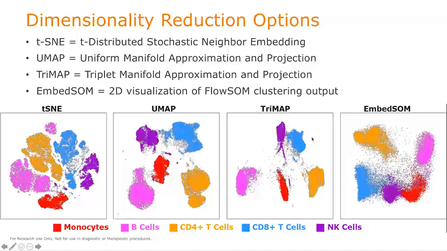TriMap is one of the newest options out there. We've implemented it as a standalone plugin, as we have with UMAP, so neither of these require our setup. And it does a principal component analysis first and then modifies the PCA with a selected triplet from the data.